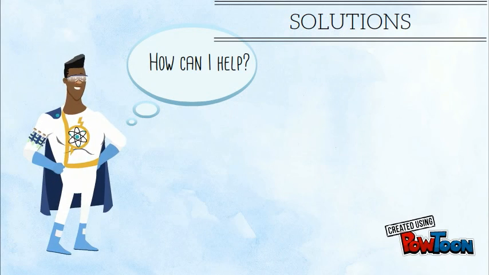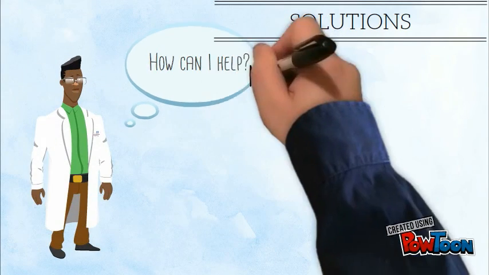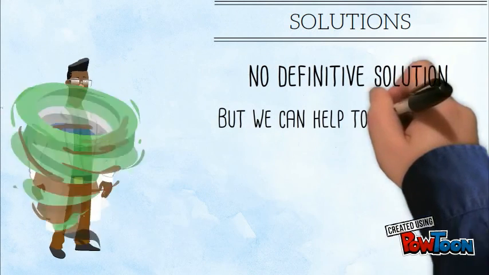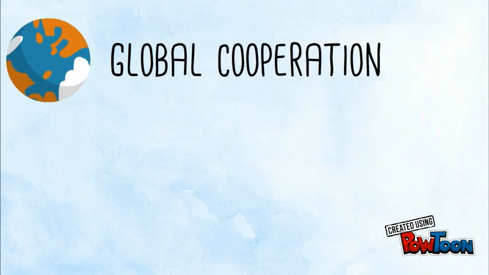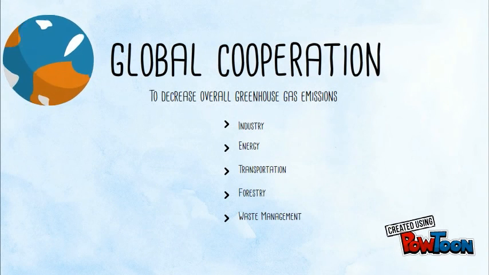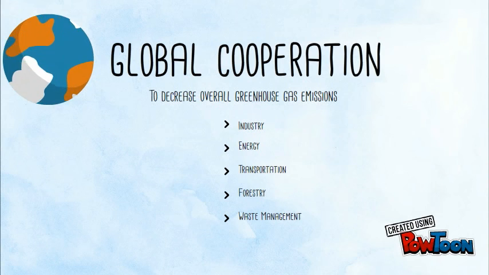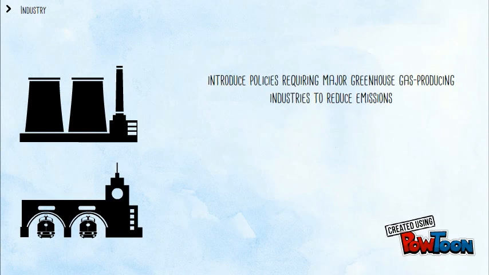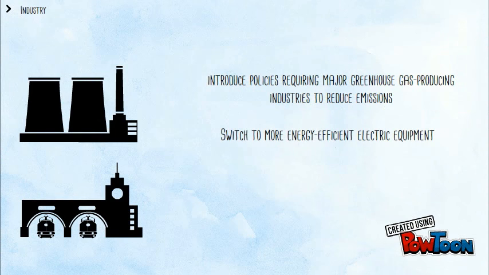Now the question is, how can we help? There really is no definitive solution to global warming, but we can definitely help deal with it. We will need global cooperation to decrease overall greenhouse gas emissions by monitoring industry, energy, transportation, forestry, and waste management. We should all monitor industries by introducing policies, switching to energy-efficient equipment, and increasing recycling.